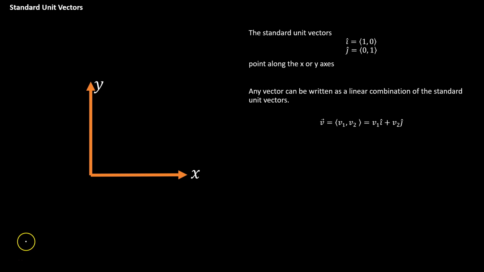We have 2 standard unit vectors. One of them is I hat. The other one is J hat. I hat is the standard unit vector that points in the direction of the positive x-axis. It's exactly 1 unit long, which is why we have a hat on it and why we're calling it a standard unit vector. J hat points along the positive y direction. Again, it's 1 unit long, which is why we're calling it a standard unit vector.